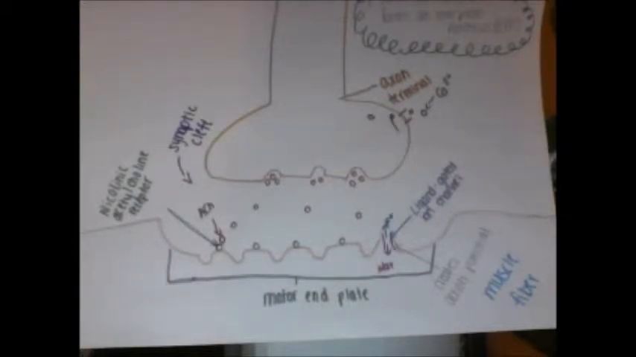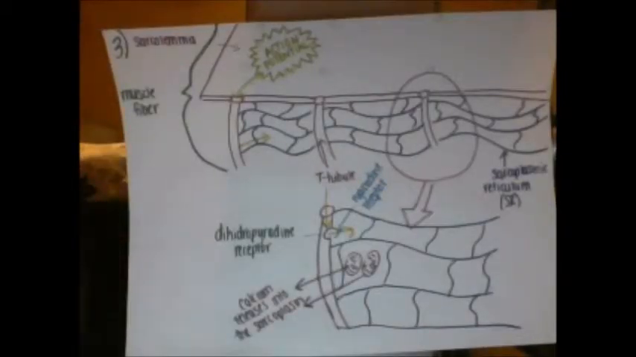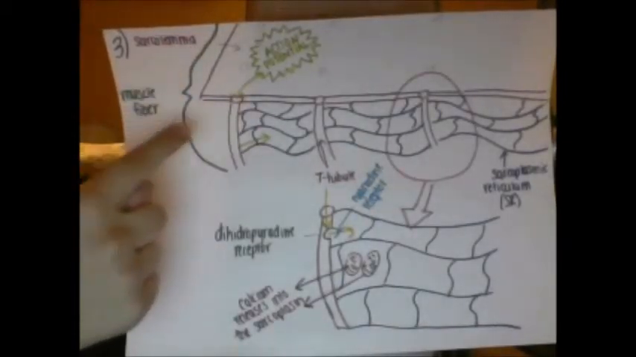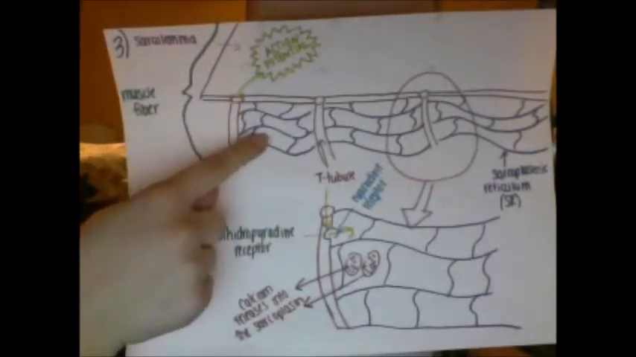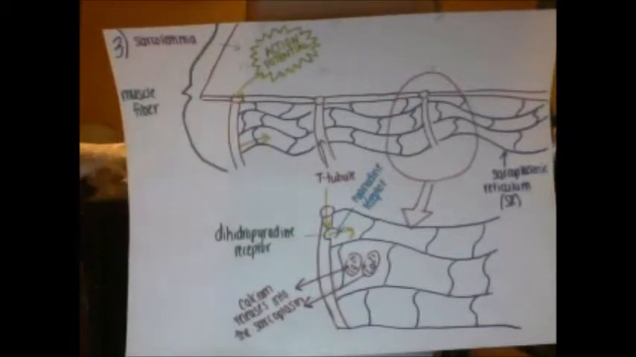This change in the end plate potential creates what is called an action potential. The action potential will then travel down into the sarcolemma. Once it's in the sarcolemma, it travels down the T-tubule and then spreads itself into the sarcoplasmic reticulum.